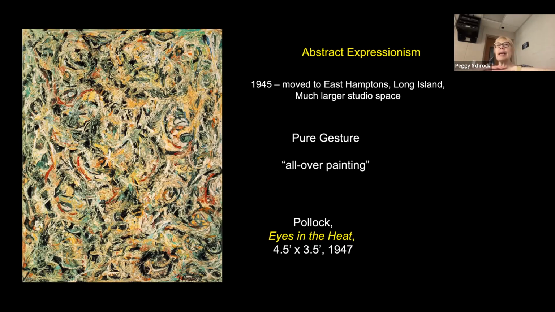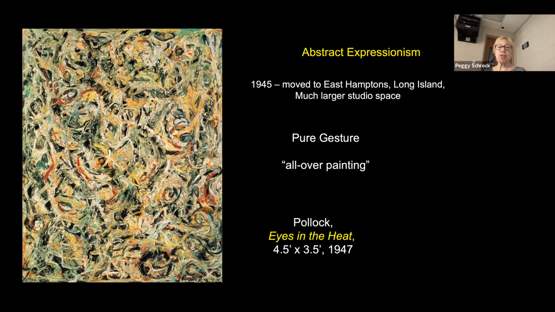This is when he begins working on the floor with the canvas spread out on the floor. It's all over, meaning there is no figure-ground relationship. There's no orientation. He's literally moving around the canvas and working from every direction. So there's no up, down, right, left. It's a field. It's all over. And it's pure gesture now. This is the essence of pure gesture.